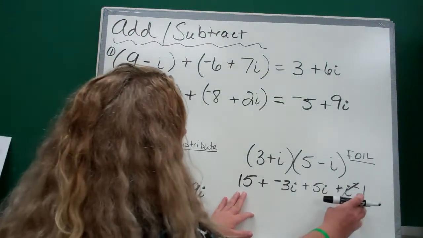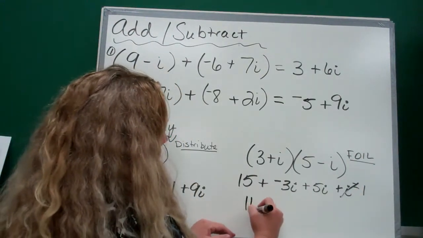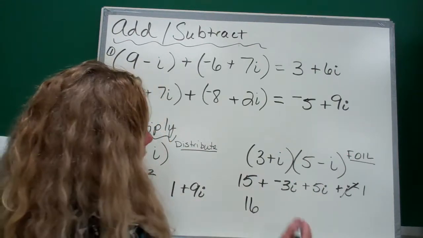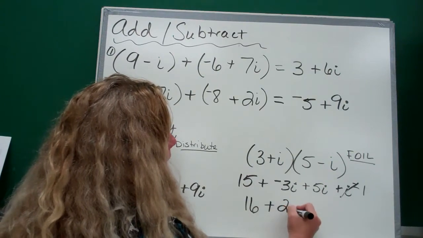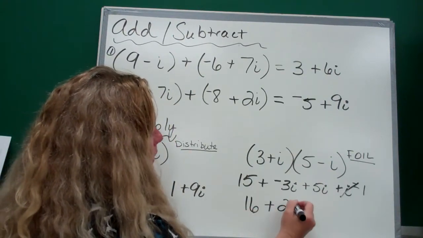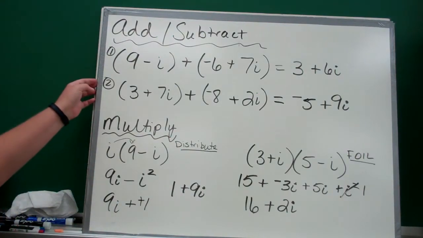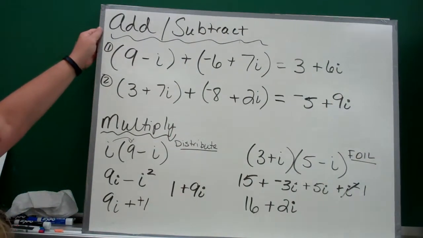So 15 plus 1 is 16. Then negative 3i plus 5i is positive 2i. Here's the real part. Here's the imaginary part. Complex numbers. Division.